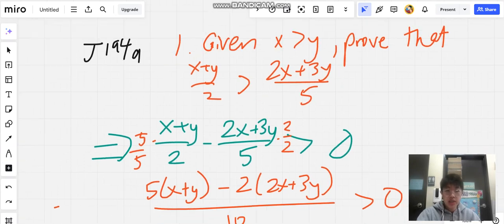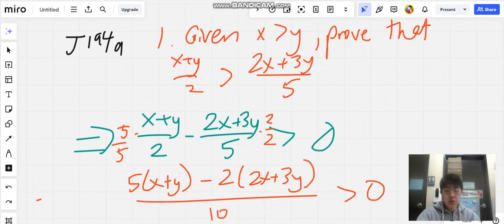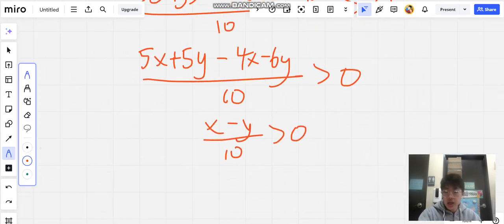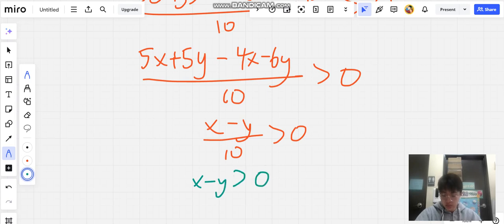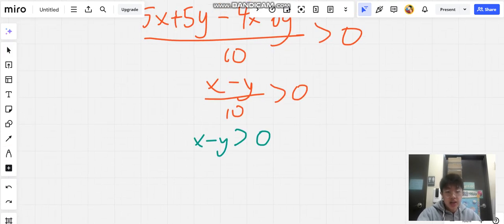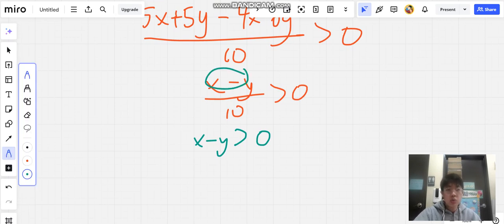Well, in the problem, they tell us that x is greater than y. If x is greater than y, a bigger number minus a smaller number is always going to give you a positive number, right? So we know that x minus y is greater than 0, regardless of how small this number is. Say x is 2 and y is 1.999, then x minus y is still going to be 0.001, but it's still going to be positive.